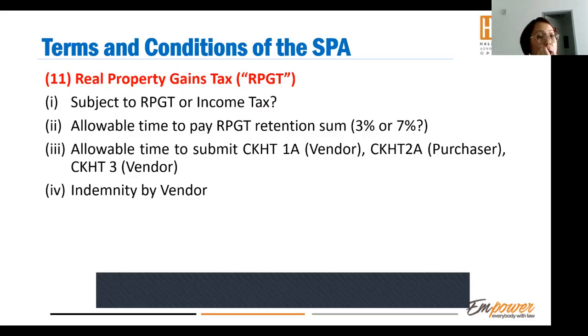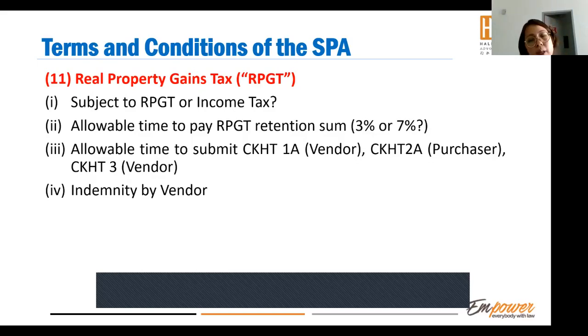Okay. Lawyers must remember to follow the timeline. The purchaser's lawyer will always be the priority to retain the sum. Once you retain the sum, please remember you have 60 days to pay. I will advise you to pay as soon as the SPA is stamped or as soon as the consent is obtained. Please do not delay or put it aside until one day you forget about it. Then the vendor or the purchaser will get a penalty and they will ask you to pay for it. Okay.